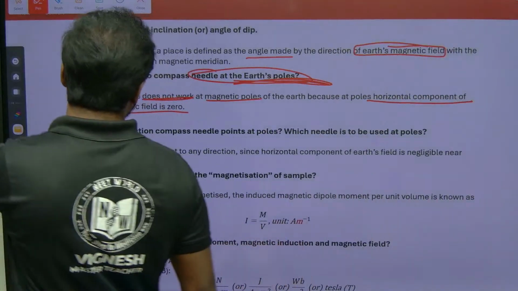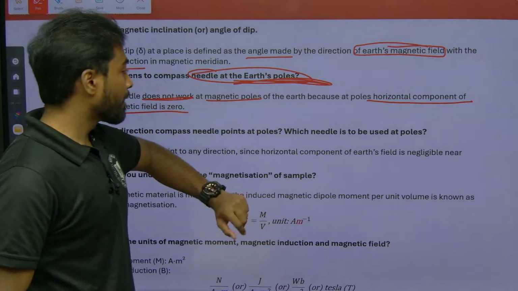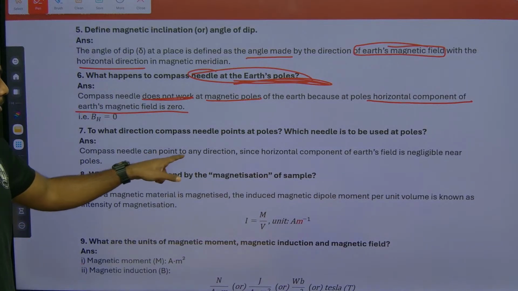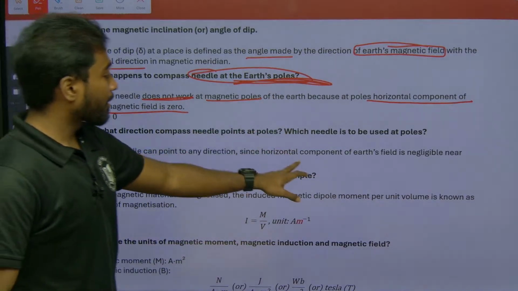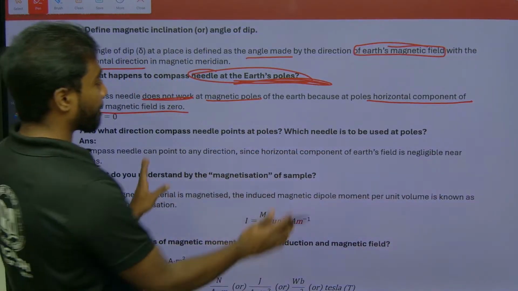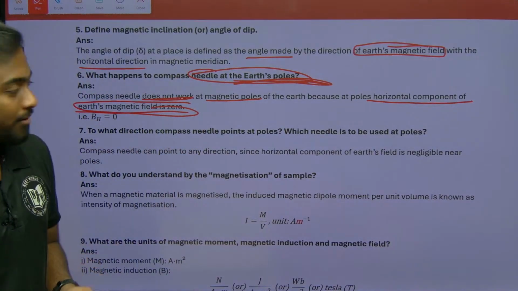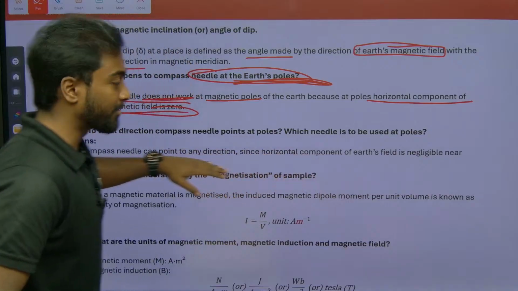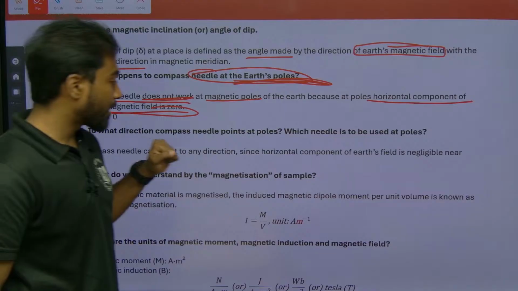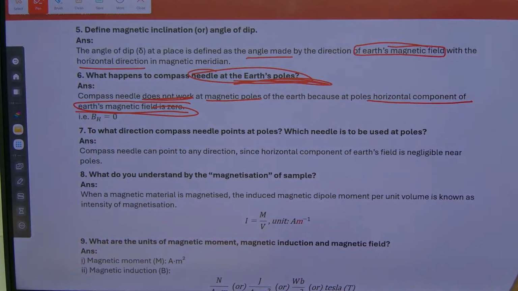Next, to what direction does the compass needle point at the poles, and which needle is to be used at the poles? The compass needle can point in any direction, since the horizontal component of Earth's magnetic field is negligible near the poles. That's the previous question also we have seen, the horizontal component is 0, and the same thing is said in this question, that it is negligible near the poles.